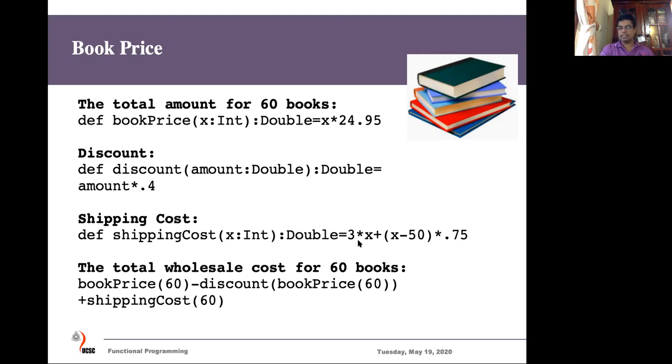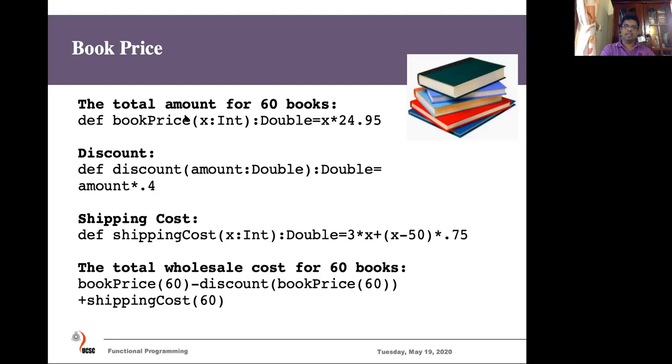So the equation I have given is wrong for calculating the shipping cost, as you may understand. For the first 50 copies it should be 3 rupees, that means 3 multiplied by 50, and then for each additional copy, that is x minus 50 additional copies, it should be 75 cents. So this should be 50 in case x is larger than 50. If x is smaller than 50, this part is not there. So actually this shipping cost function is wrong in my implementation. You can think about that and implement the correct shipping cost function. When I do the demo, I will show you how it should look.